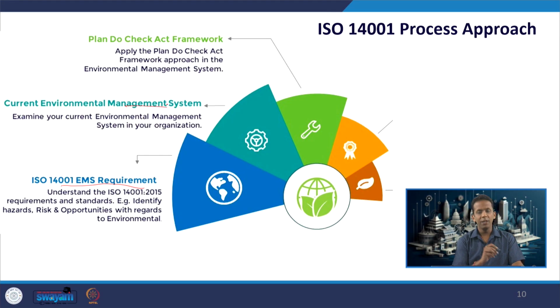Then the current environmental management system. If there is an existing EMS, or environmental management system, in a company, but it is not ISO certified, we examine the current system and check whether there is a need for further improvement or whether there is a need for further validation from an organization like ISO or not. Then the plan, do, check, act framework. Because it is based on the PDCA cycle, we apply that PDCA framework in the existing environmental management system and find out whether we should go for ISO certification or not.